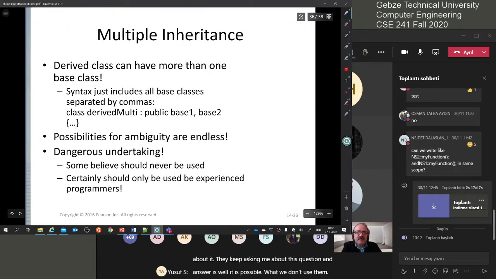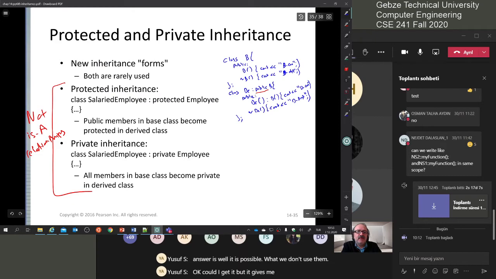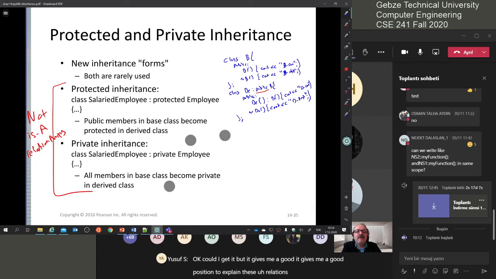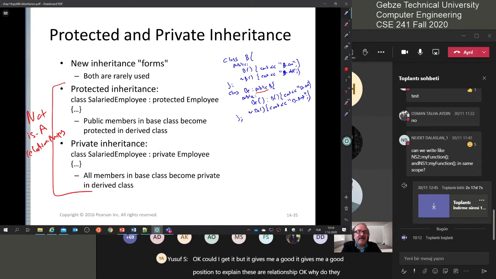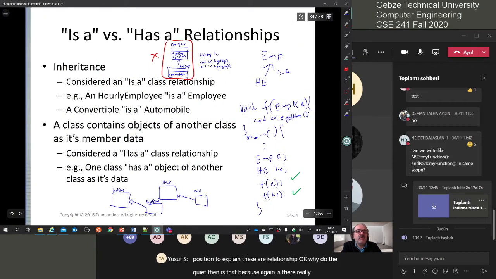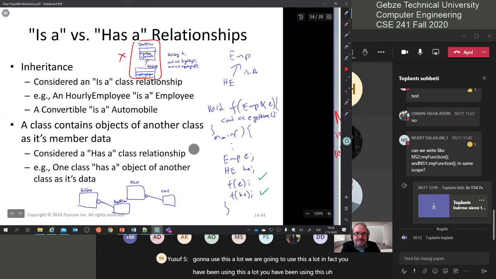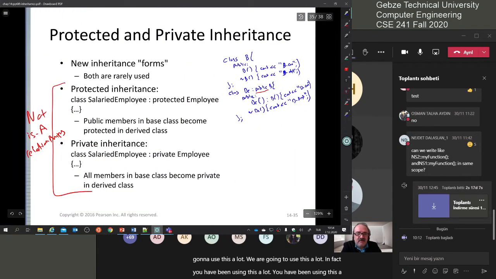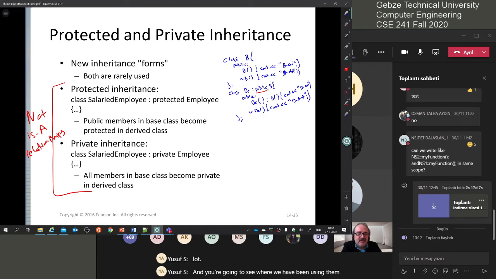Okay, good. But it gives me a good position to explain the is-a relationship. Why do we call it an is-a? Because again, the is-a relationship is known by the compiler. The compiler knows. Then we are gonna use this a lot. In fact, you have been using this a lot. And you're gonna see where we have been using them later in a few lectures. Okay.